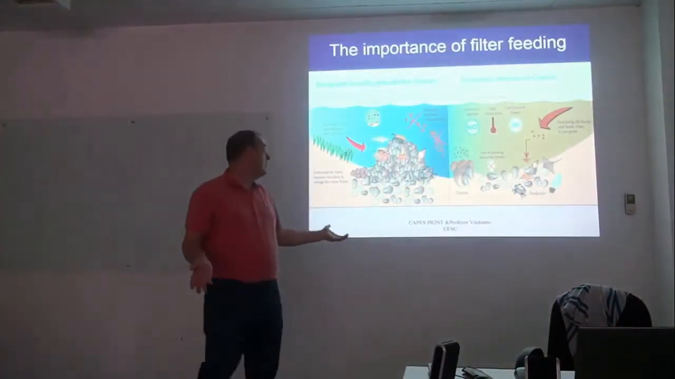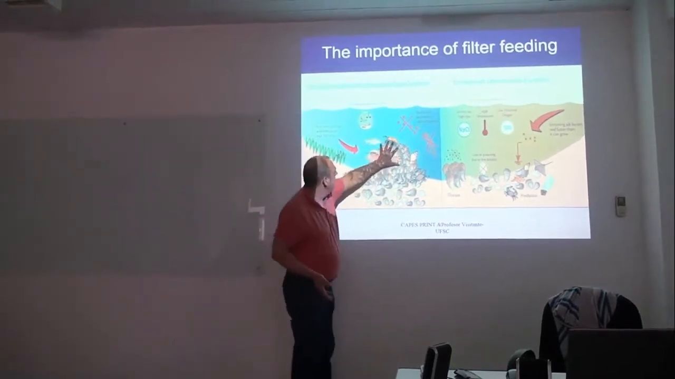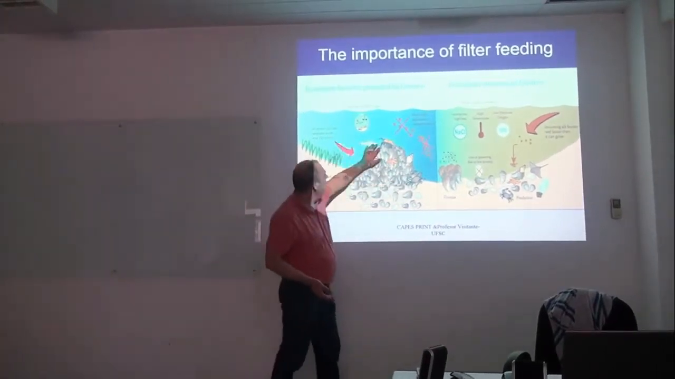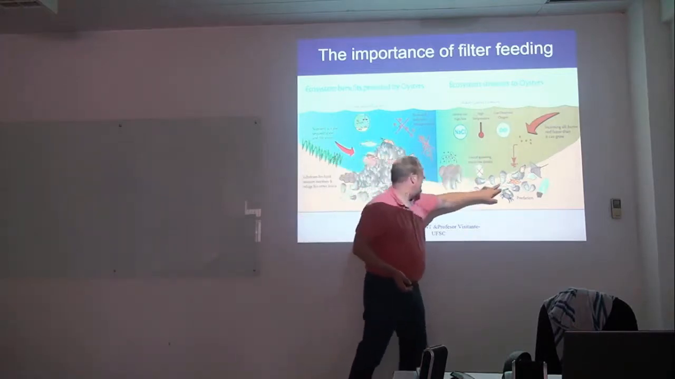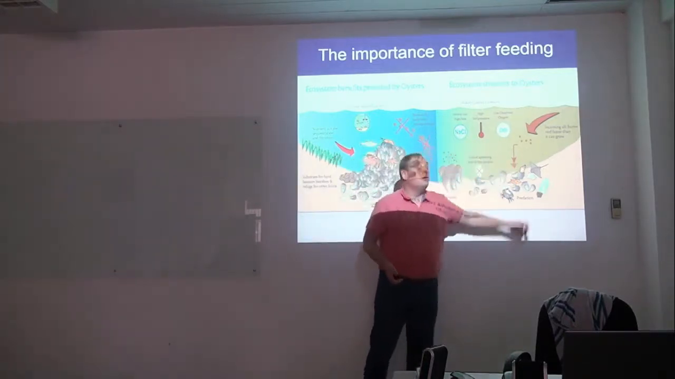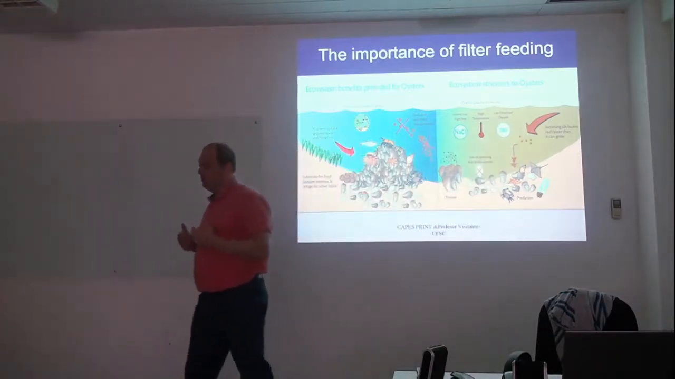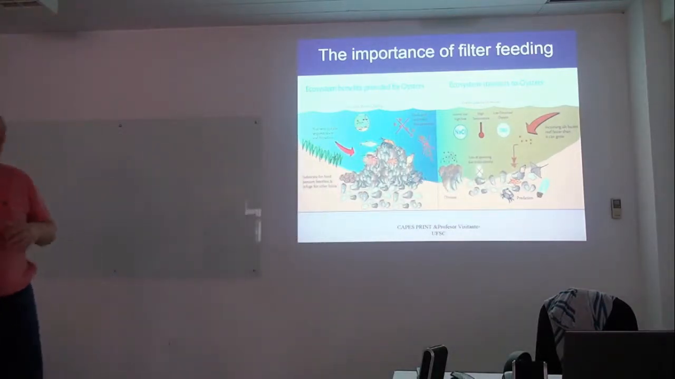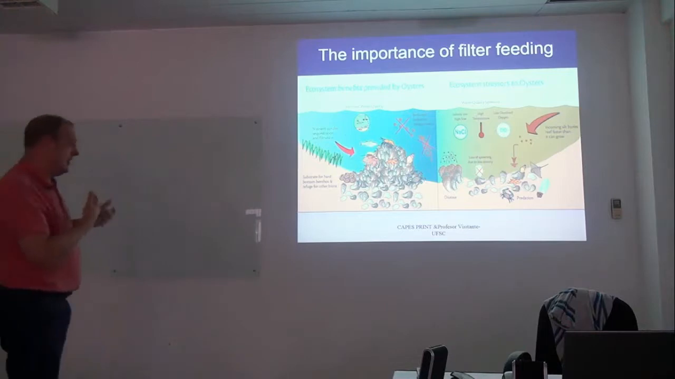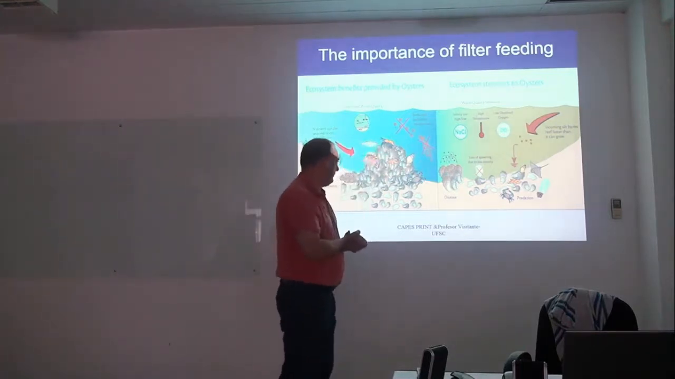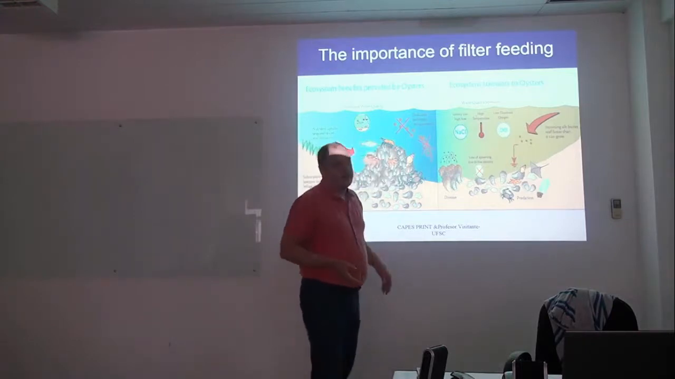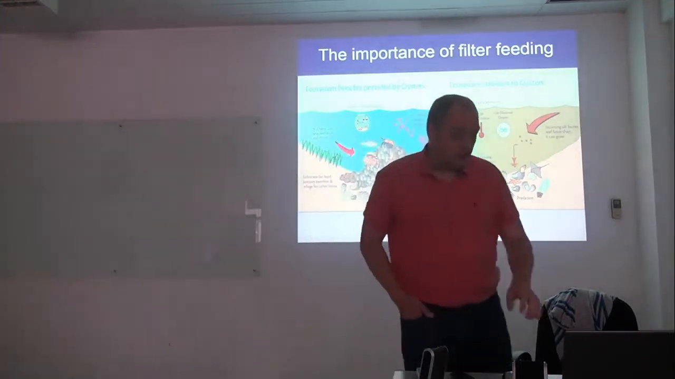And the problem is very simple. This is a healthy oyster bank. You have many animals, and the oysters filter the water. And here you have no oyster bank, and you have a lot of nutrients and a lot of particles that are making the situation much more complicated for all the system. So this kind of marine animal forest has a huge problem.